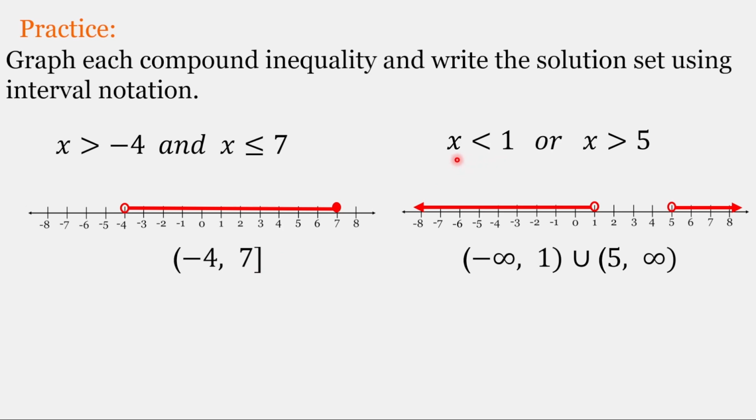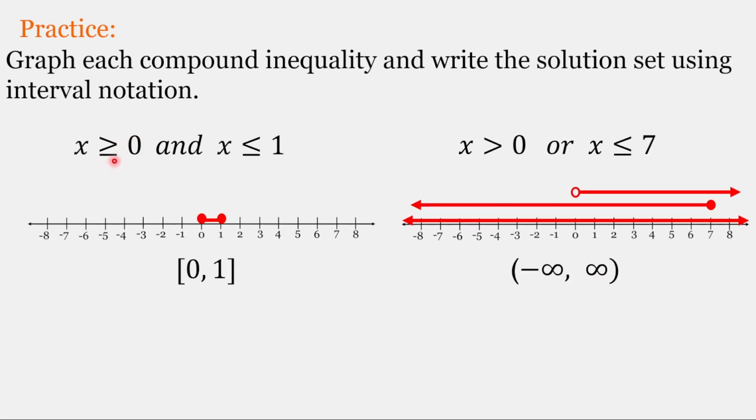In the second problem, we have x less than 1 or x greater than 5. So at x less than 1, we're going to extend all the way to the left. We're going to use the negative infinity symbol, comma, and then our boundary, our edge is 1, but 1 is not included. For the second inequality, our left boundary is 5. 5 is not included, so we're using parentheses. And then this extends forever in the positive direction, so we'll use the infinity symbol. This is an OR statement. This is a union, so this is the symbol for union.